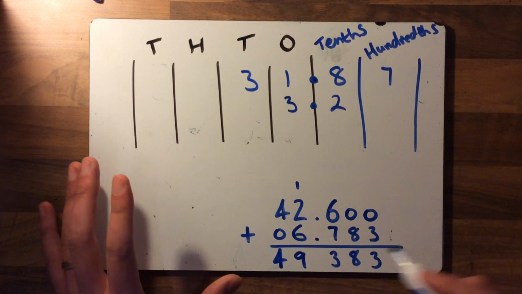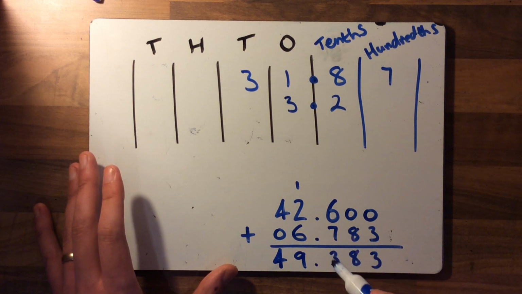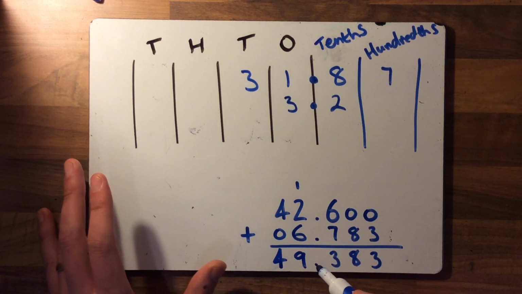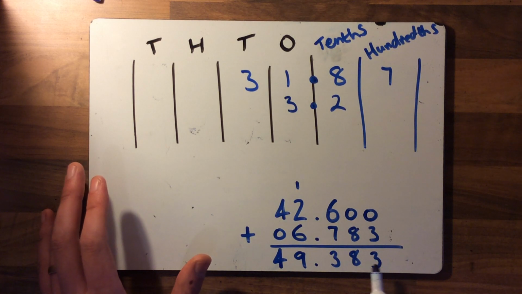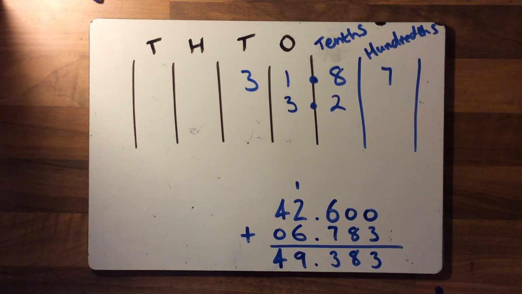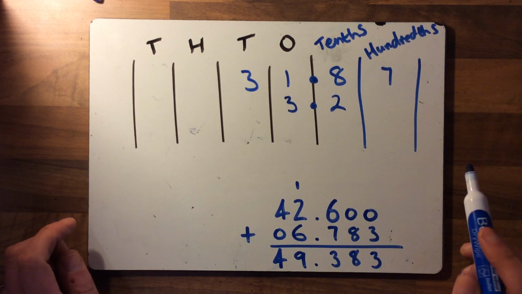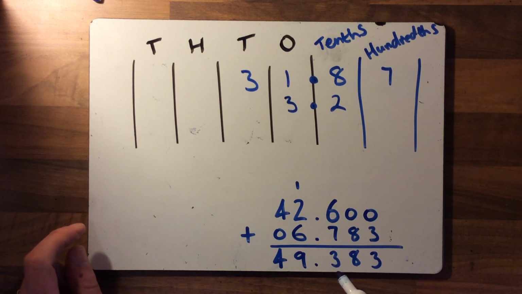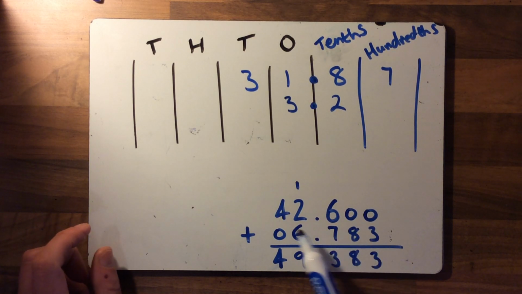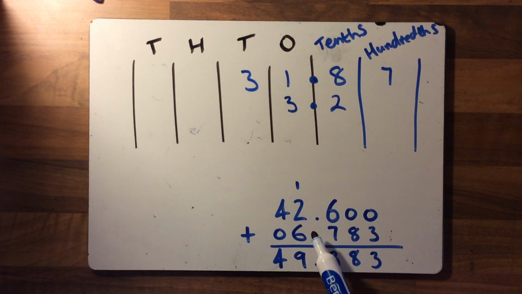We're not finished yet, decimal point goes in. Remember, you can put the decimal point in at the start if you want, before you even do your additions. You can put it in as you work your way along. You could do it here in between these numbers, or you could do it at the end. As long as you remember to put it in, it doesn't matter when you do it. So the answer to this one, 49.383.